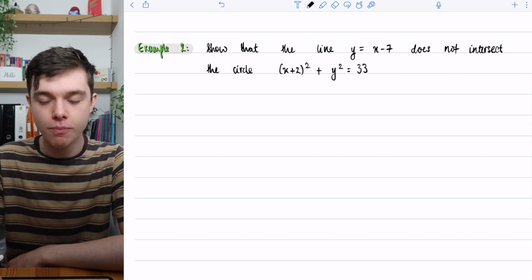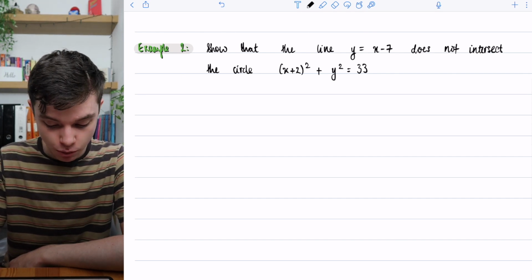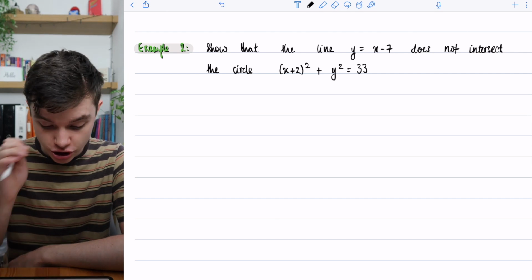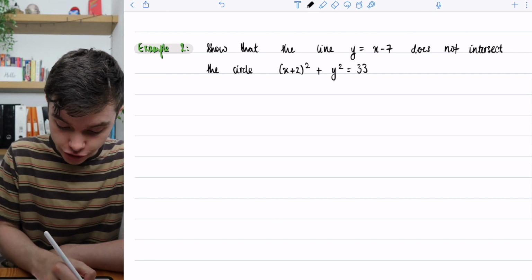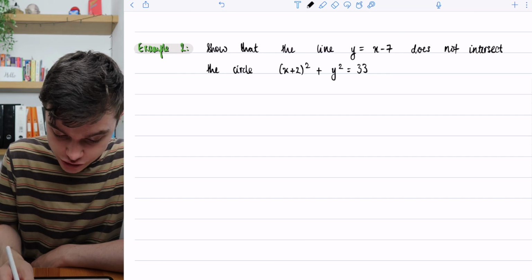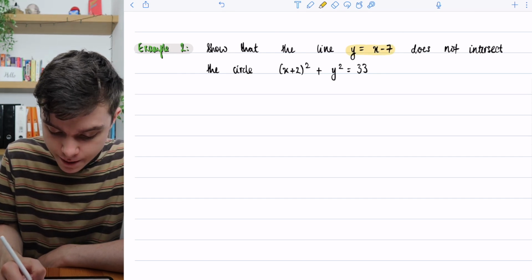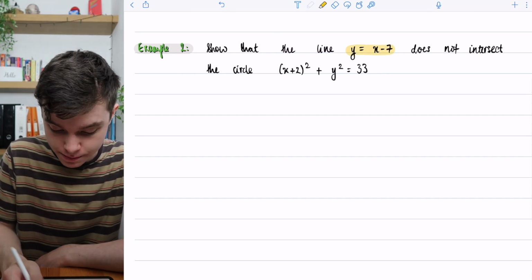Okay, hopefully you've had a go before me. Let's see what we can do. So, like I was going to say, substitute into the circle. We'll do that straight away. Wherever I see a y, I will substitute it for x minus 7.